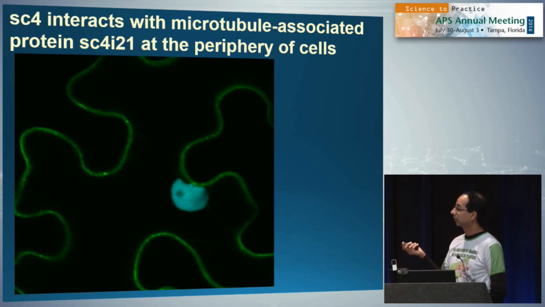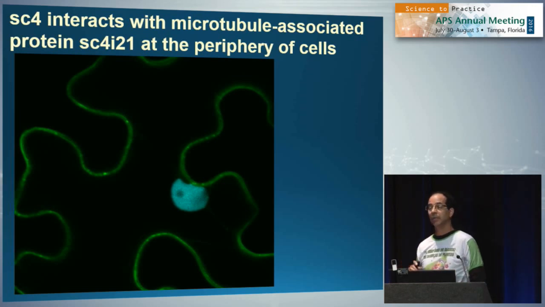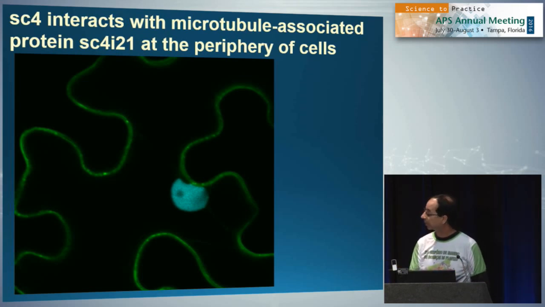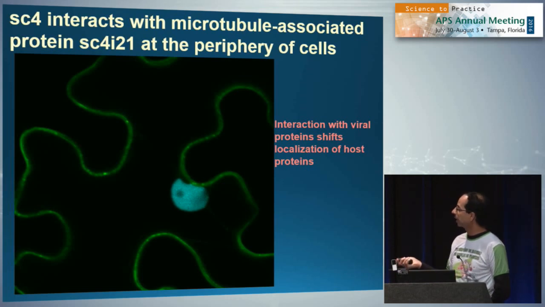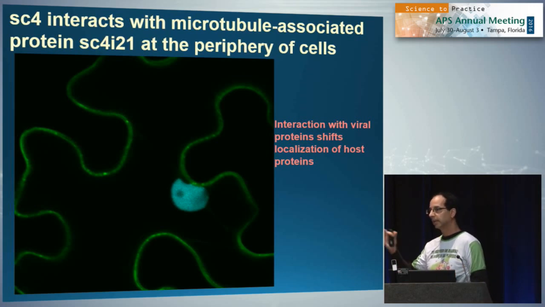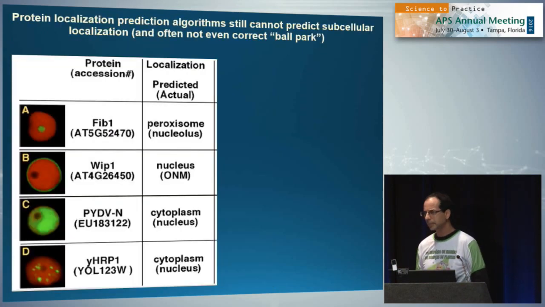plasmodesmata. Okay? So it turns out that this interactor is a non-cell-autonomous protein, and so the virus may be hijacking it for movement. And we actually did show its interaction with PDLP1, a plasmodesmata-localized protein. So interaction with viral proteins shifts host proteins. The interactome and the localizome in the context of virus is very different than in its absence.